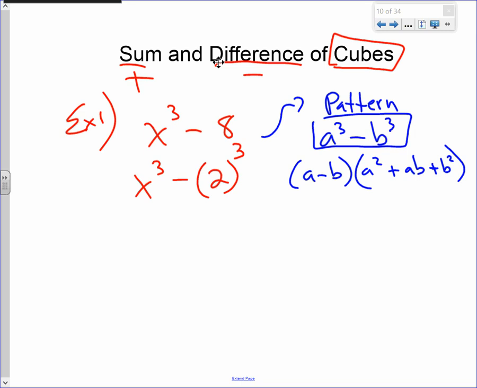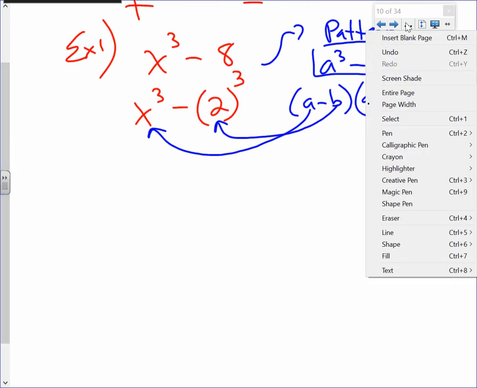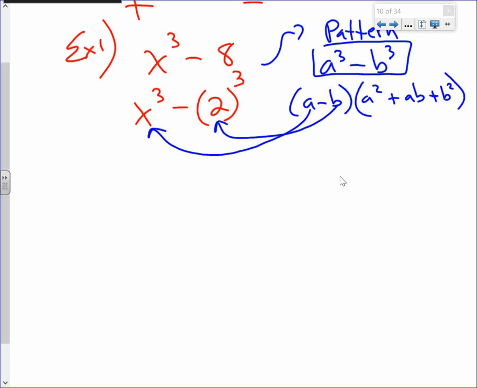I got a difference of two cubes. Let me just follow the pattern now. My A value is my x, notice. My B value is the 2. I'll just plug and chug. A difference of two cubes becomes a binomial times a trinomial. Let me write the binomial first. The binomial is A minus B. So my A is x, my B is 2. Okay, there's my binomial.